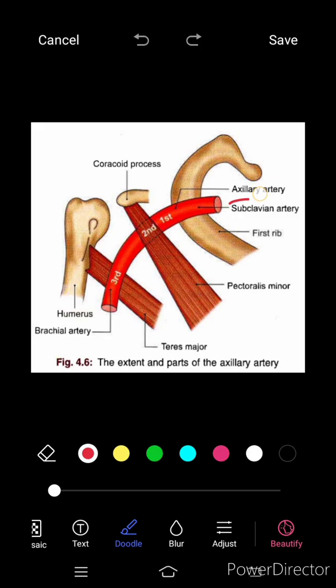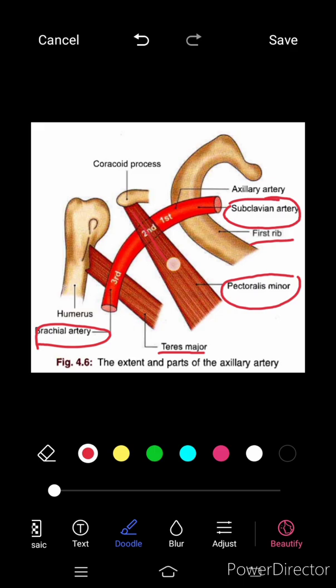So here is the extent and parts of the axillary artery. The axillary artery is the continuation of the subclavian artery. It extends from the outer border of the first rib to the lower border of the teres major muscle, and from that point it continues as the brachial artery. Now the pectoralis minor muscle crosses the artery and divides it into three parts. The first part is superior or proximal to the muscle. The second part is posterior or deep to the muscle, and the third part is inferior or distal to the muscle.